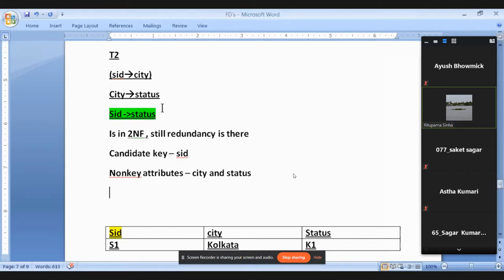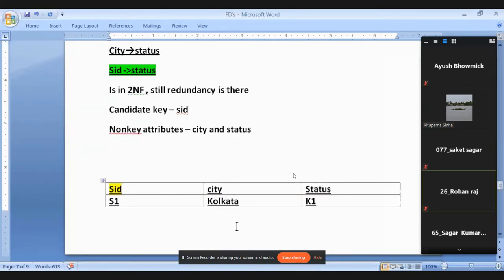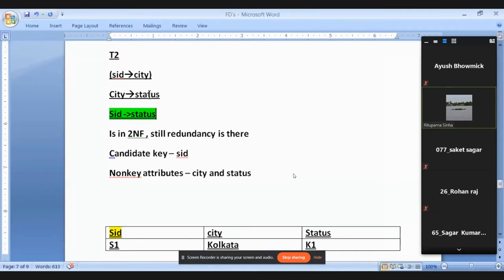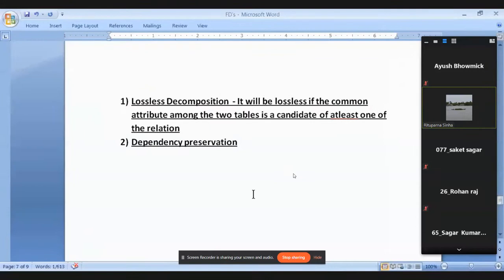Now, who is creating the problem? The problem has been created by this non-key relationship. Since it is there, the full problem is there. Hence, I have to convert the D2 table to 3NF. While converting, how will I convert? I will decompose this table into two tables. How will I decompose this table D2 into two tables? I have to remove this dependency, city to status. So I will create a table.